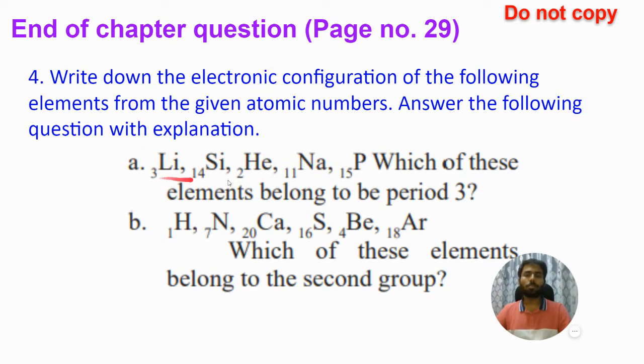on the bottom left are all atomic numbers, meaning that is how many electrons it will have. Okay, so for example, if it is written 15P, P is for phosphorus and it has 15 electrons. So write the electronic configuration for all of them. So make 2 columns. One column you write elements, second column you write electronic configuration, and answer the following question with explanation. The question written here is which of these elements belong to period number 3, and you'll also have to give an explanation of how you arrived at that answer.